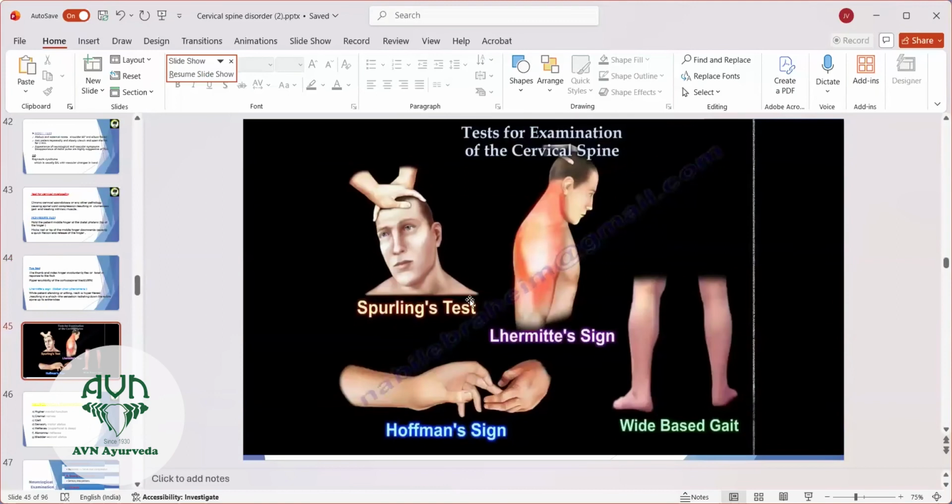So this is the Spurling test. This is the Lhermitte's sign. If myelopathy is present, the patient's gait will be a wide-based gait, which we can observe. And in myelopathy, the Hoffman sign will be positive.